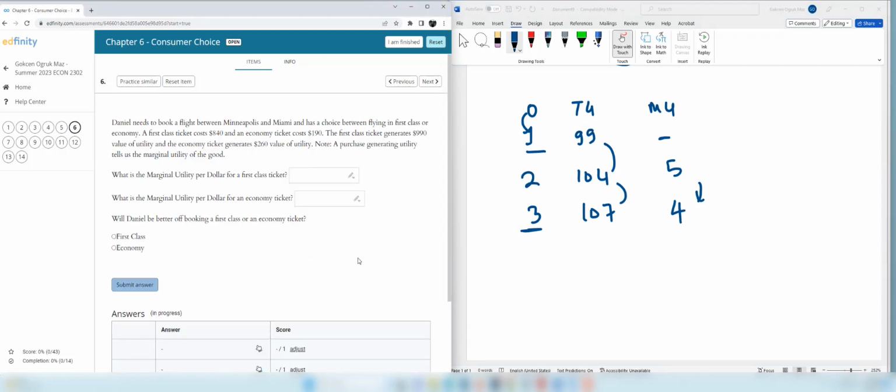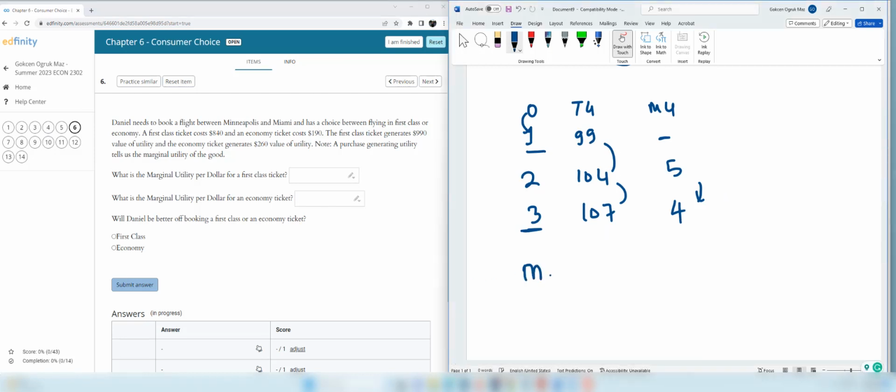Let's look at another question. Daniel needs to book a flight between Minneapolis and Miami and has a choice between flying in the first class or economy. A first class ticket costs $840, an economy ticket costs $190. The first class ticket generates $990 value of utility, and the economy ticket generates $260 value of utility.